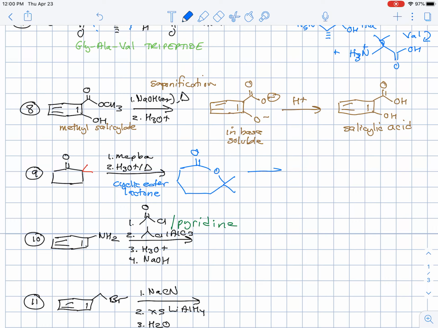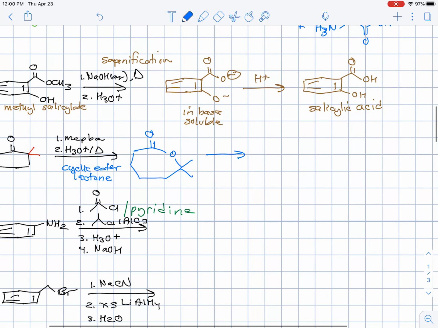So now we're going to take our cyclic ester and we're going to hydrolyze it. And when you hydrolyze an ester, you get a carboxylic acid and an alcohol. And that's exactly what we're going to get here. It's just that they're going to be attached to each other. So we have our carboxylic acid, and then we have 1, 2, 3, 4 methylenes. And then we have a carbon which is attached to 2 methyl groups and an OH.